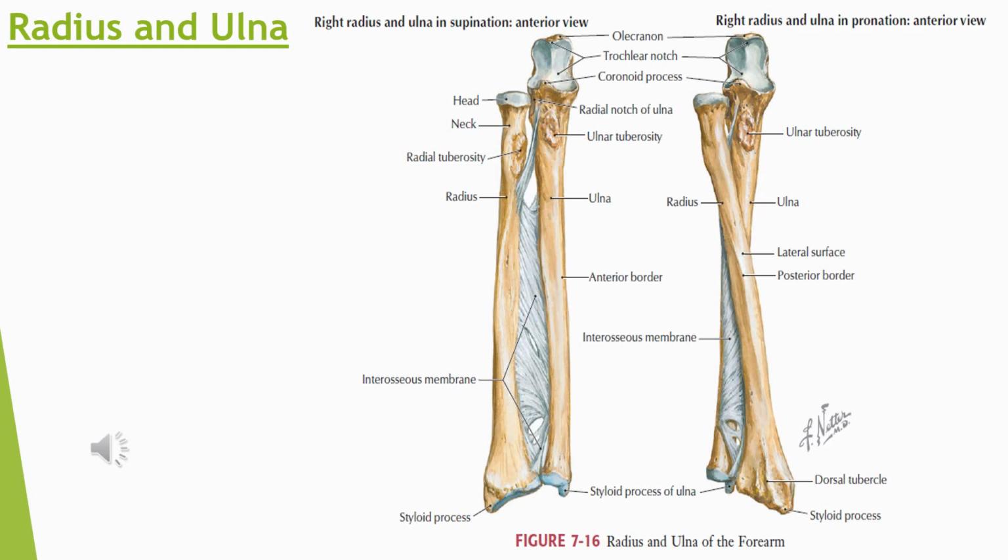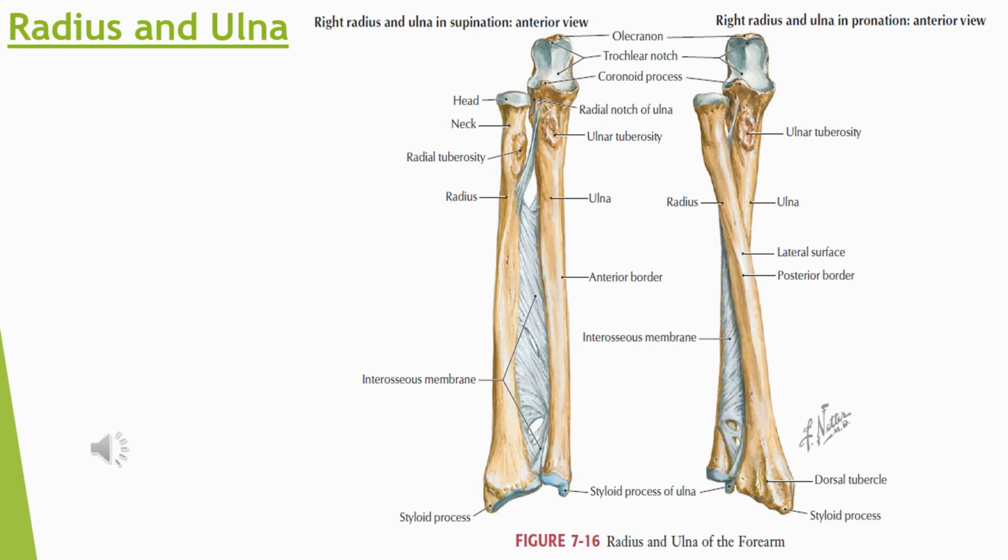coronoid process. You can see that this ulna also has a tuberosity similar to the radius, and the muscle that is attaching to this tuberosity would be your brachialis. Moving inferiorly, again, not many features, and then it has a styloid process similar to the radius.